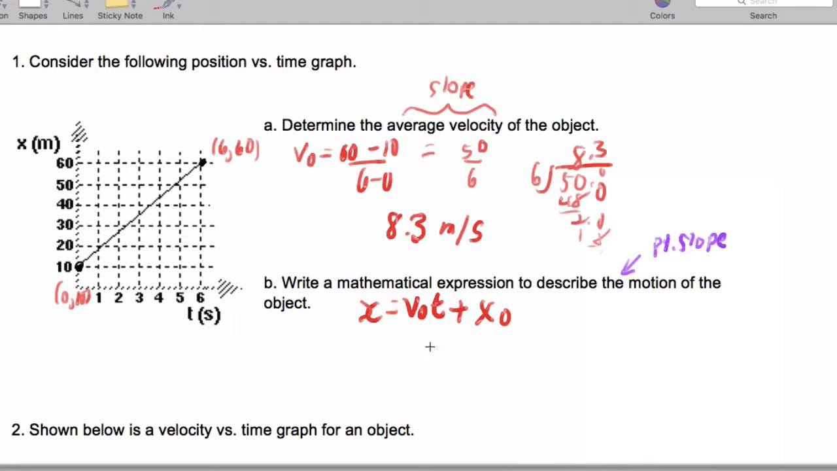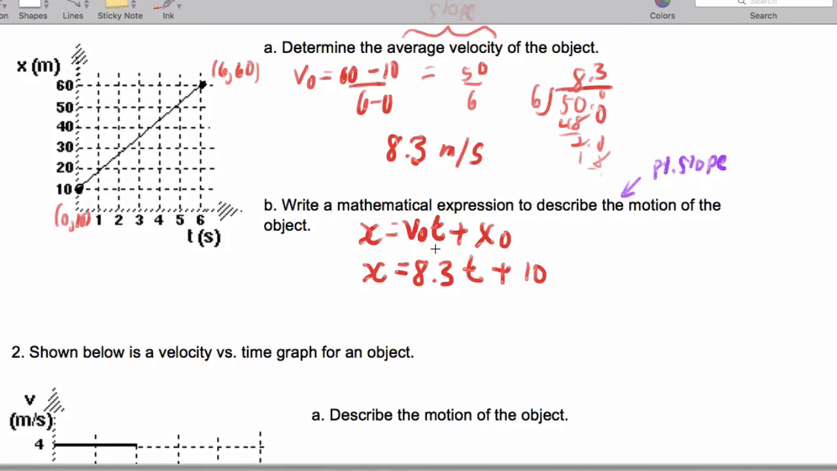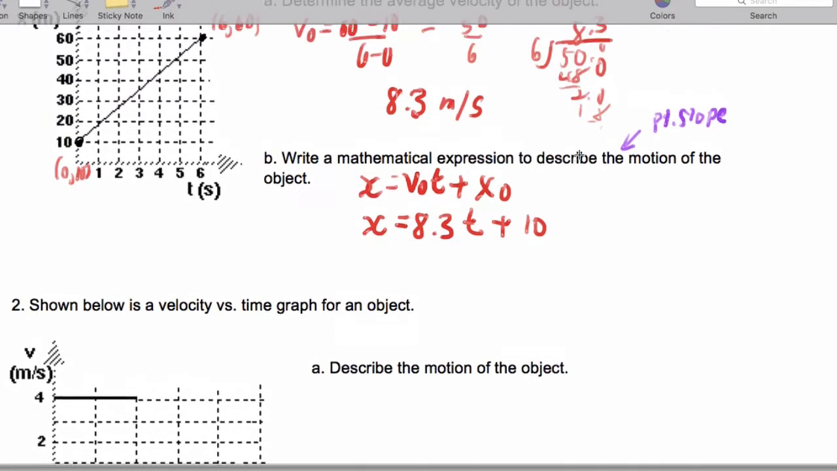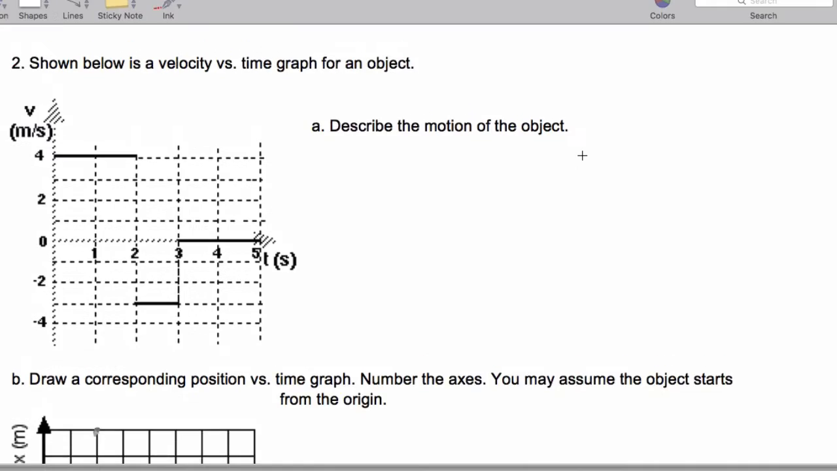That being said, be careful, we don't want to use algebra point slope letters. So I'll leave this as the position. 8.3 is the slope. The time remains t because that's the variable. And our y-intercept is 10. Now, that really gives us the answer to the question.